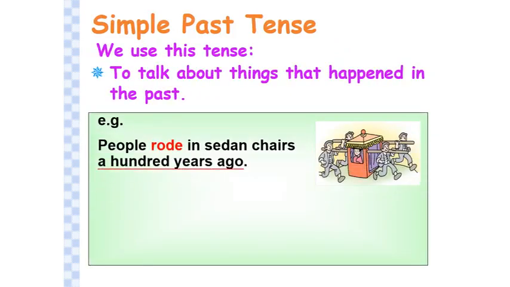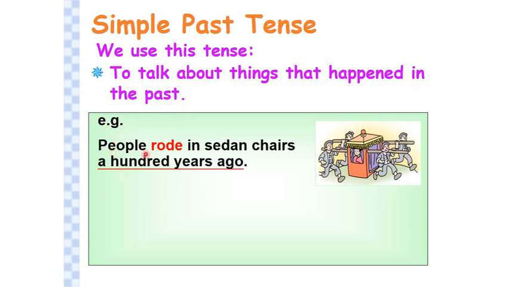Now students, the topic that we are going to discuss today is simple past tense. Simple past tense, as the name suggests, tells us about something that has already been done in the past or an action which is finished. Now, let's see. We use this tense to talk about things that happened in the past, as I said.